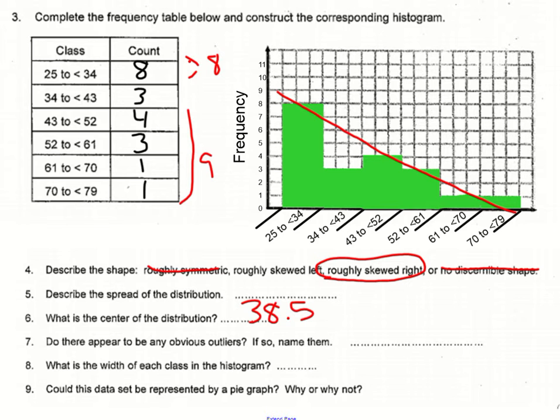Could this data set be represented by a pie graph? Why or why not? I would say that no, it can't be represented by a pie graph because pie graphs are categorical data and histograms are quantitative data. So even though these are each in intervals or categories, you can average them. You can add up all these numbers, and that would actually make sense to do. So no, we can't represent this by a pie graph.